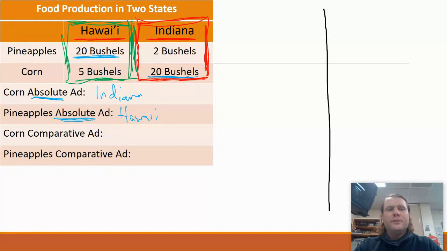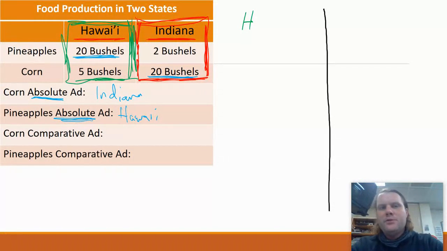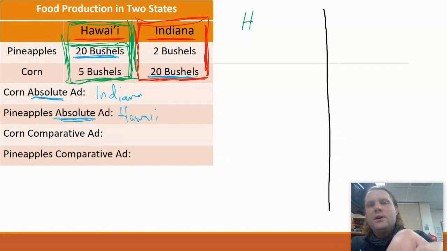That's super, super simple. Now, comparative advantage is a little bit different. Here's how I like to set up my comparative advantage problem, how I'm going to solve this. Again, keeping things straight. I have a little T chart started here. I'm going to put Hawaii on this side and label it with an H. Then I'm going to take Hawaii's factors here. Hawaii has 20 bushels of pineapples if they use all their resources, and that's equal to 5 bushels of corn.